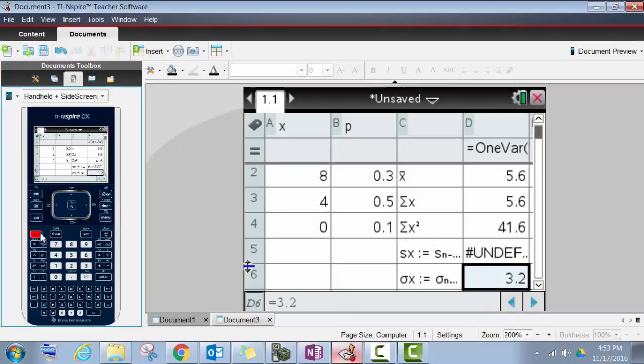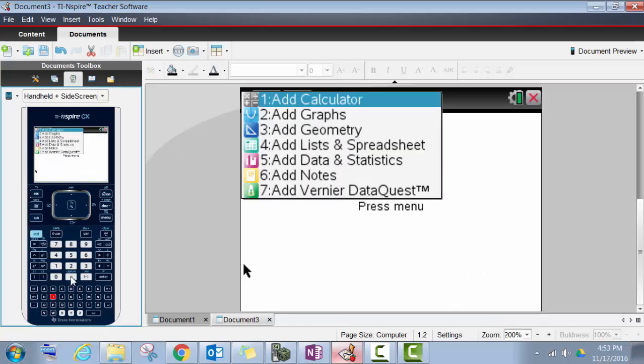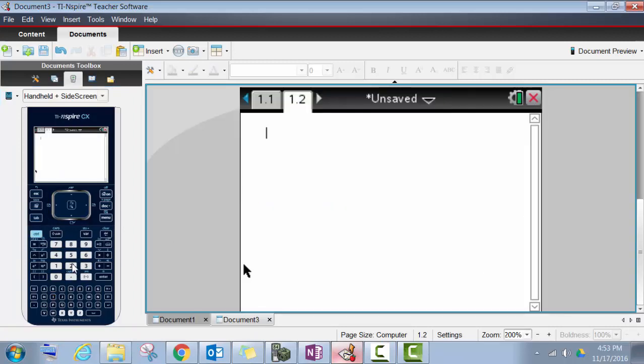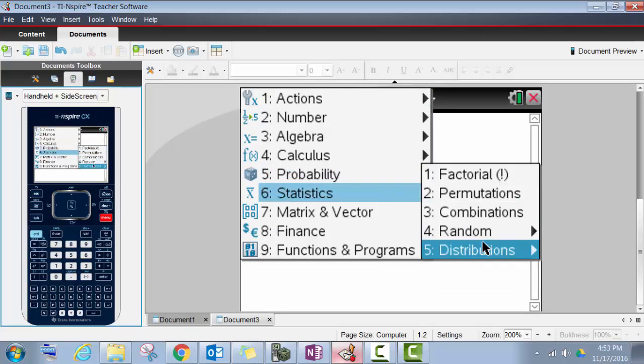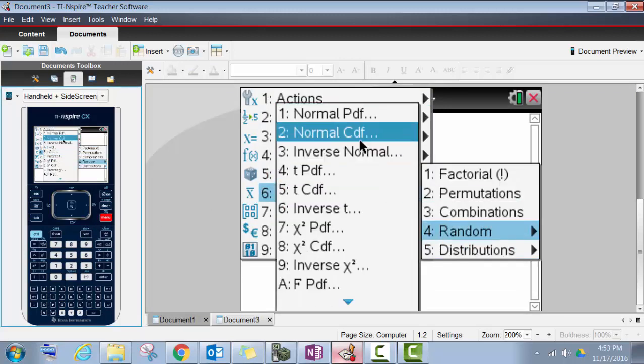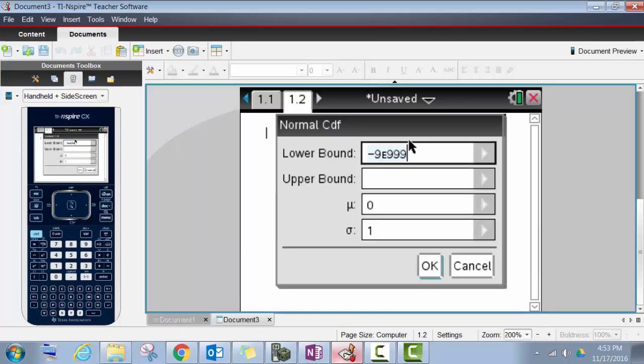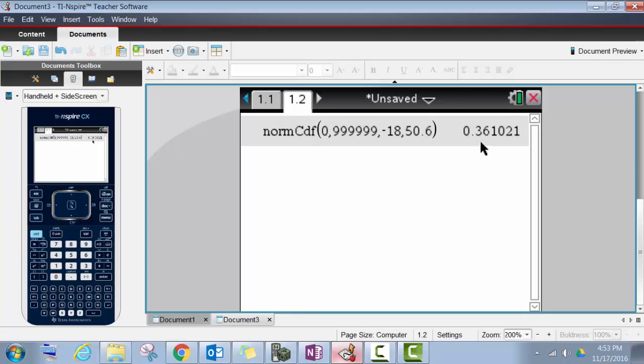So we do, if you're using the Inspire, probability, distributions, normal CDF, lower bound 0, upper bound our version of infinity. The mean was -18, and our standard deviation was 50.6. So we got a probability of 36.10.